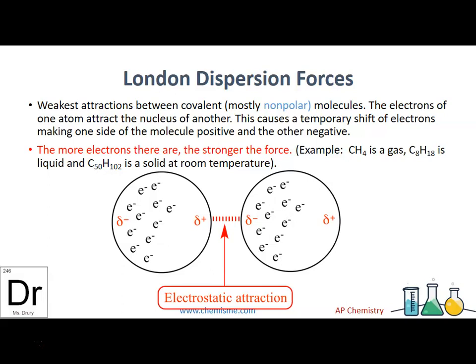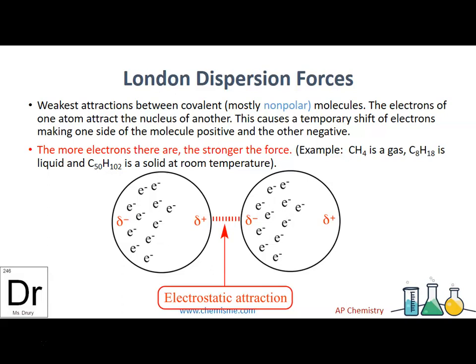The more electrons there are, the stronger the force will be. So the more electrons you can polarize, the more polar it will be for that split second, and they will attract each other. For example, CH4 only has 6 electrons for carbon and 1 electron for each hydrogen, and therefore it doesn't polarize as well, and therefore it is a gas. Whereas C8H18 has way more electrons, it will polarize a little bit better and be a liquid.